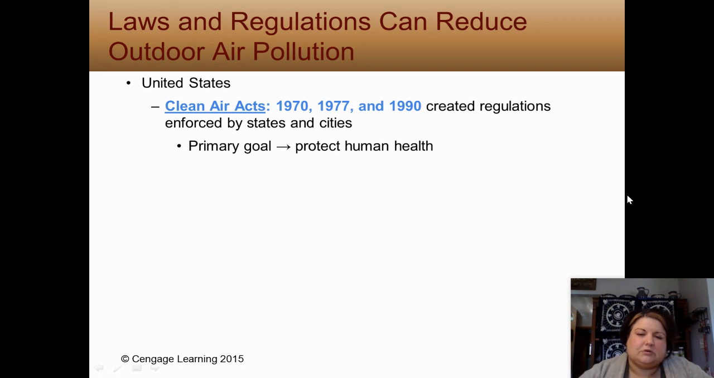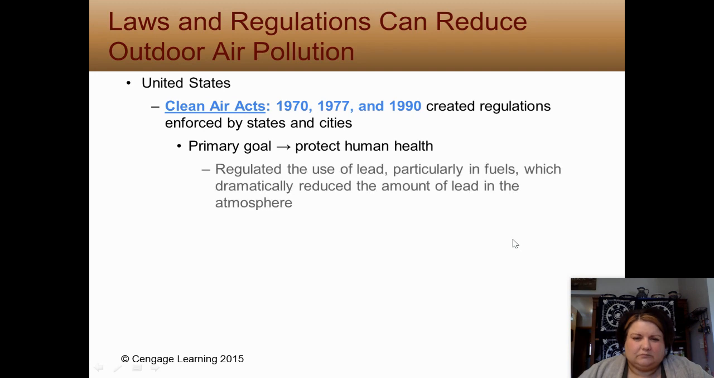The primary goal was to protect human health, looking at asthma, emphysema, lung cancer, any of those chronic lung issues. One of the things that stood out, especially in the 70s, was regulating the use of lead in fuels. When you go to the gas station, you see unleaded gasoline. That didn't used to be the case. It was leaded gasoline. And so that dramatically reduced the amount of lead in the atmosphere because gasoline evaporates.